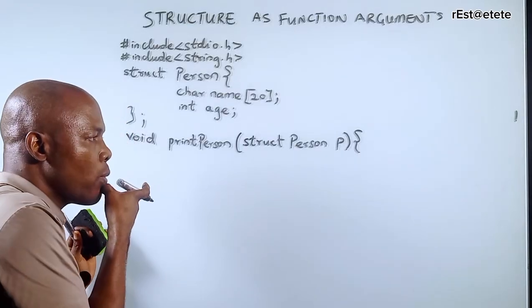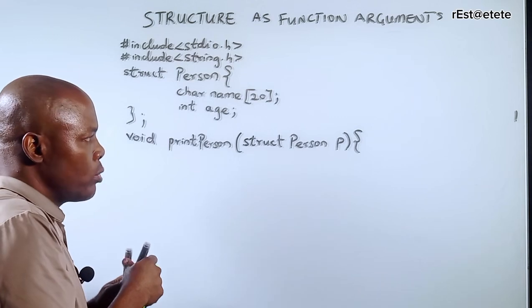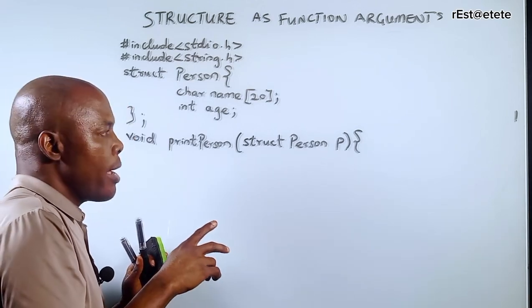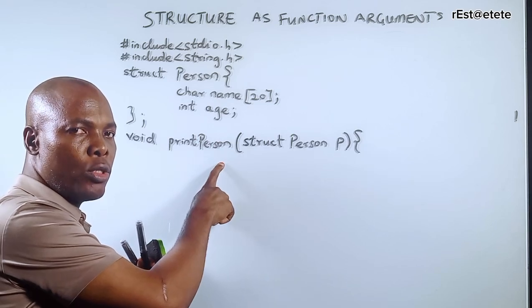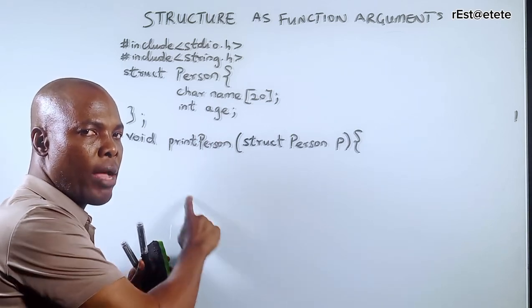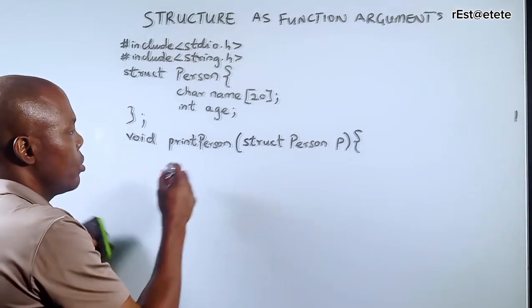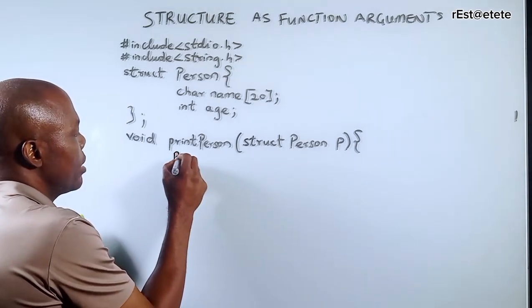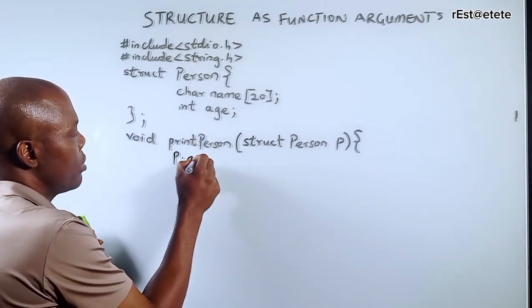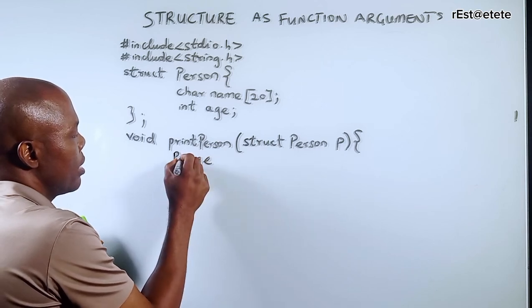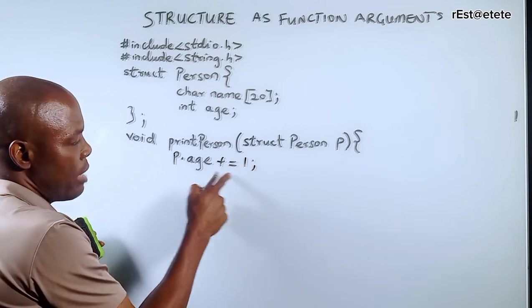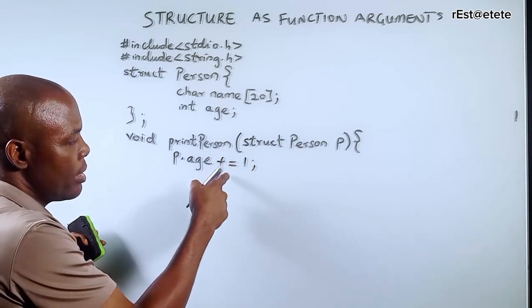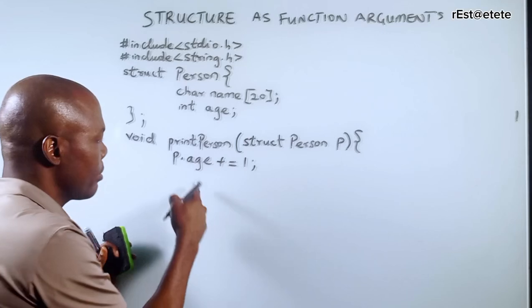Now inside this function, what do I want it to do? I'm going to play a little trick. I will supply age to this function, but I want it to alter the age, then print it out. So here I will say p.age += 1. I'm asking it to perform a task, meaning increase the age by 1.